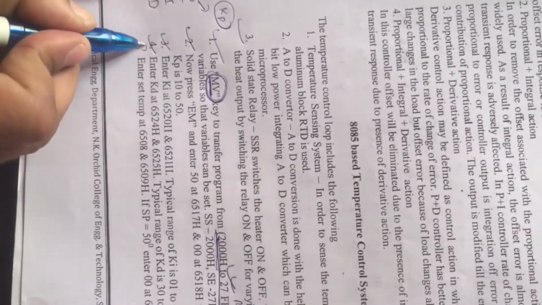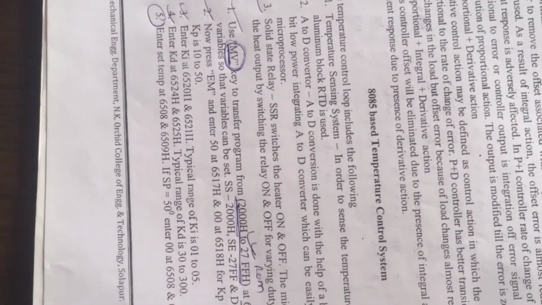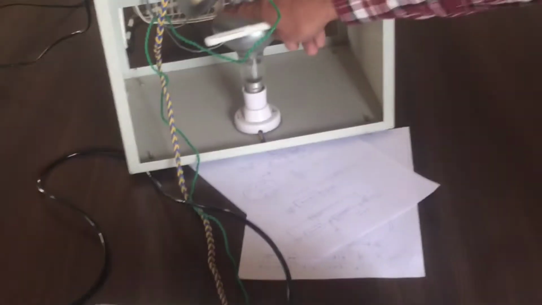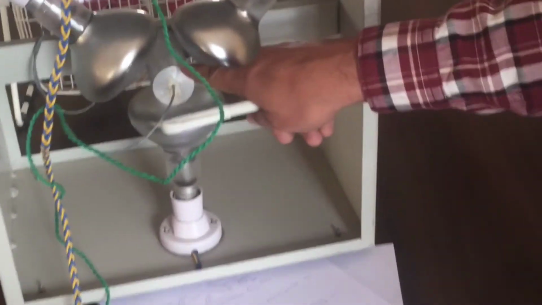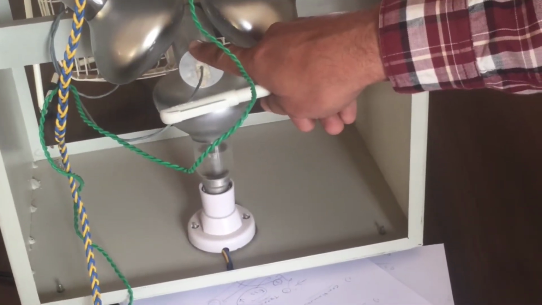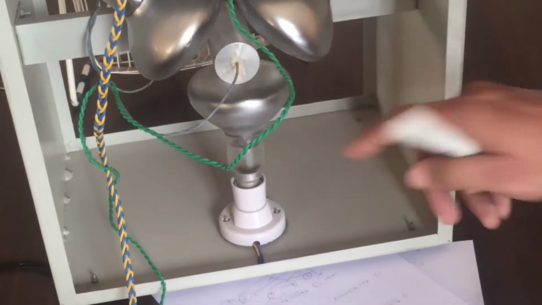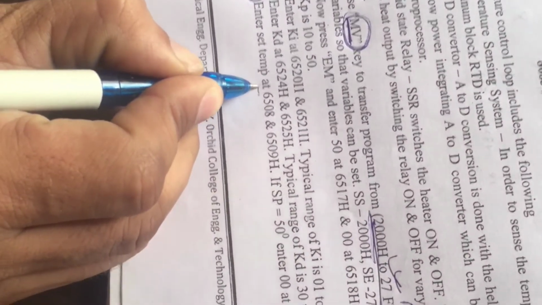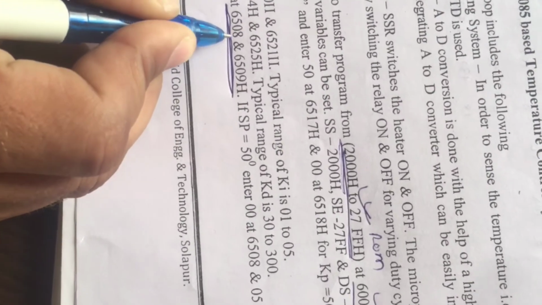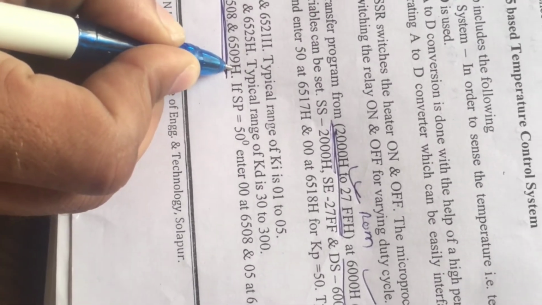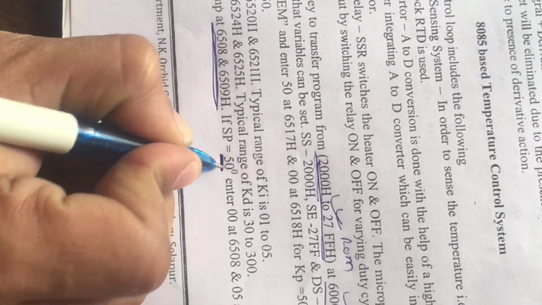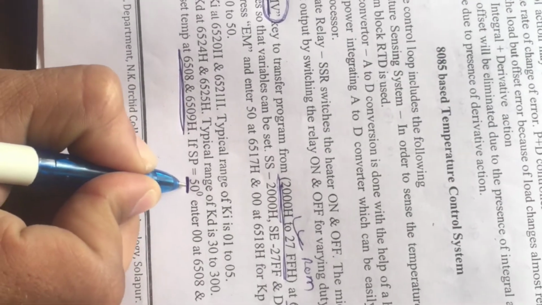Now, in step number 5, we have to set the temperature of this cylinder. Whatever temperature we want to maintain for this particular cylinder, we have to set. And this we can do by using step number 5. There are two memory locations, 6508 and 6509. If you want to set a temperature of 50 degrees, we can set different temperatures also, but we will go with the current example only.